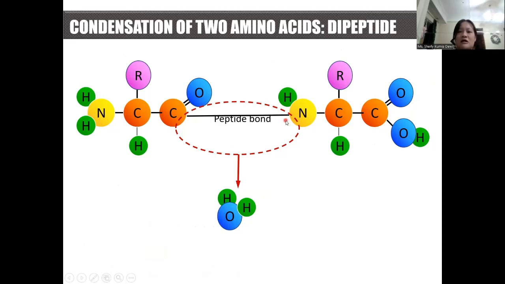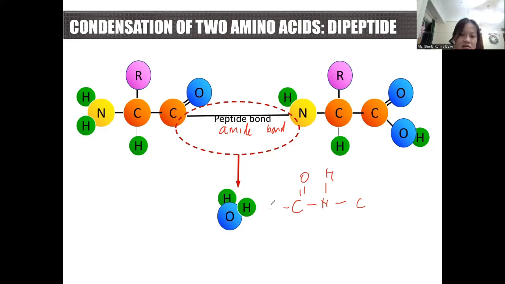Okay, because this is actually called an amide bond, not peptide. So you can see here is the amide bond. This is the form of the amide bond. This is C, this is another C. Remember, you have to identify the bond: ester, amide, and ether usually. But for ether, you will rarely use it.